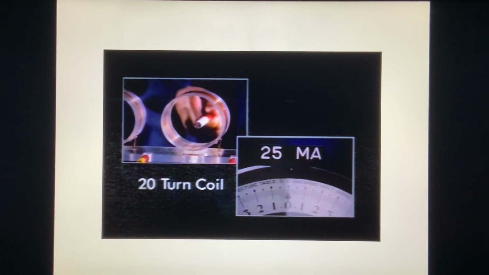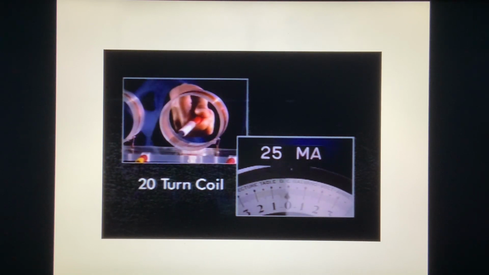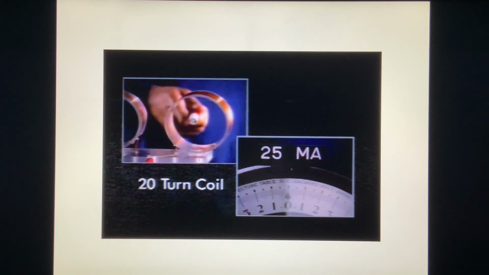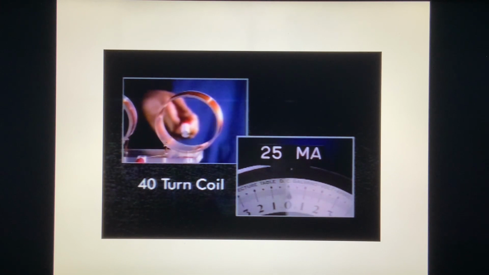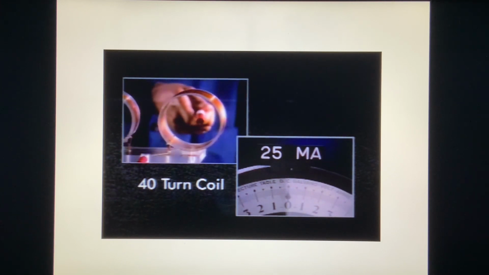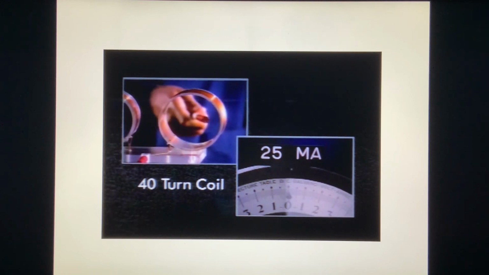Here is the magnet being pushed into a 20-turn coil. Here is the magnet moving into the 40-turn coil. Here is the magnet turned around, moving north end first, into the 40-turn coil.